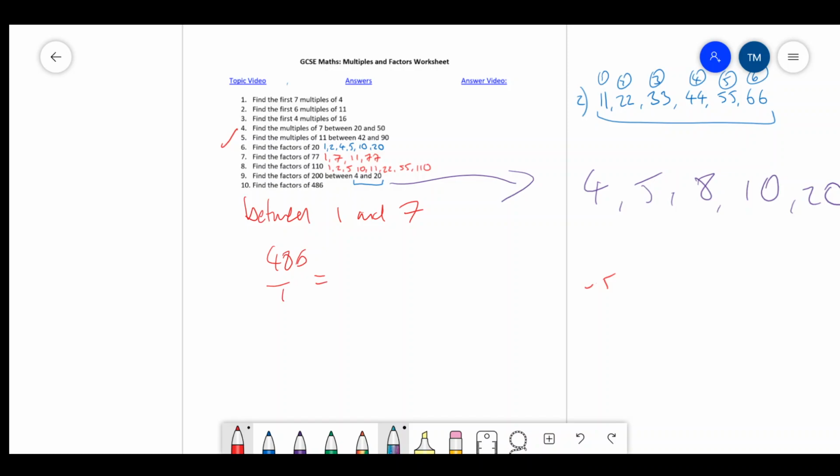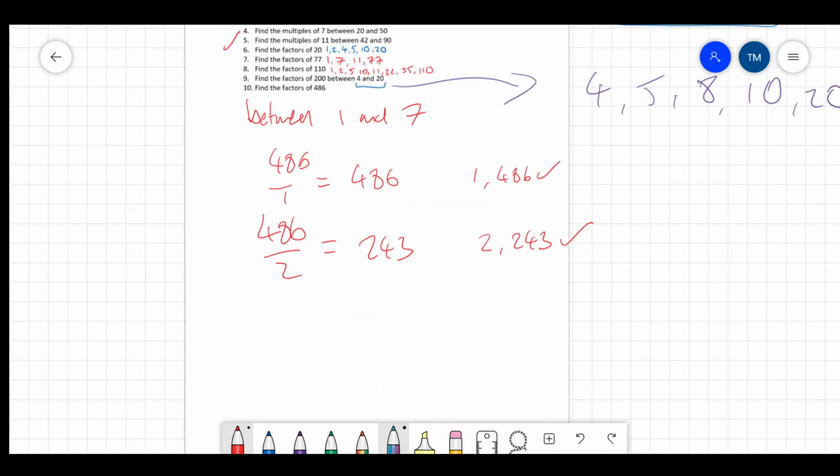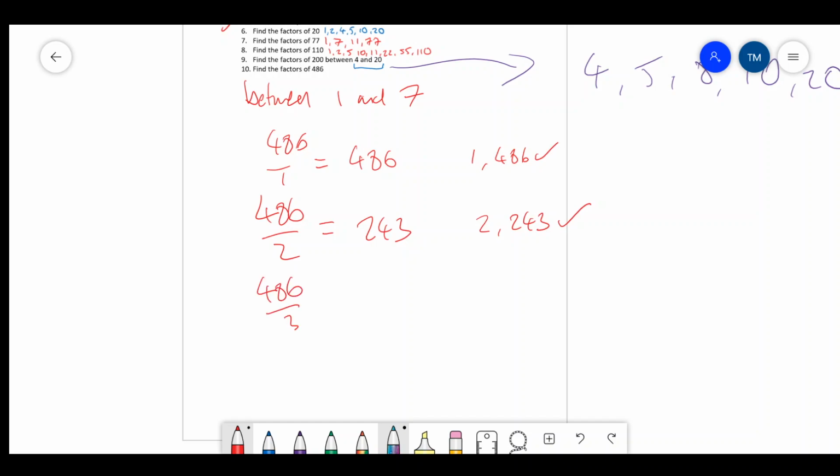Okay, so for the first one we do 486 divided by 1, which is equal to 486. So we know 1 and 486 are factors. The next one we do is 486 divided by 2, which is equal to 243. So 2 and 243 are factors. Our next step is 486 divided by 3, which is equal to 162. So 3 and 162 are factors.